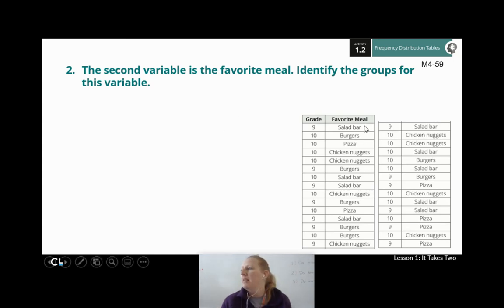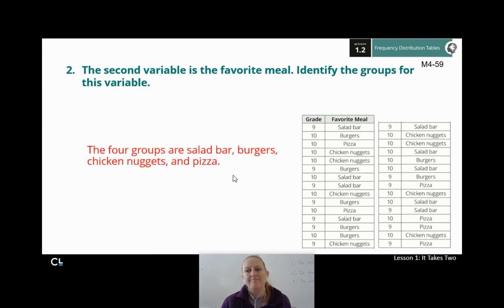So the four groups I see: salad bar, burgers, pizza, chicken nuggets. And then it just repeats. So salad bar, burgers, chicken nuggets, and pizza. Awesome. So we've identified our variables, and then we've identified our groups within our variables. We've got a variable of grade, 9th or 10th. We've got a variable of favorite meal, which is salad bar, burgers, chicken nuggets, pizza.